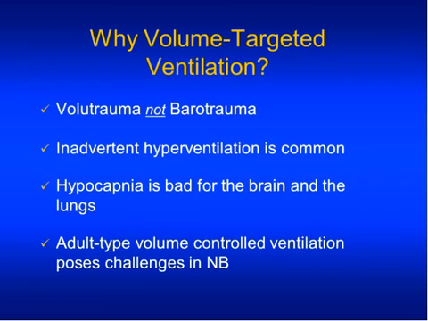I think anyone who has dealt with newborns knows that it's really easy to inadvertently drive down their CO2. And most of you, I think, know that low CO2 is bad for the brain. It's bad for the lungs as well. But in premature babies, it increases the risk of bleeding in the brain and having an ischemic type of injury, periventricular leukomalacia.